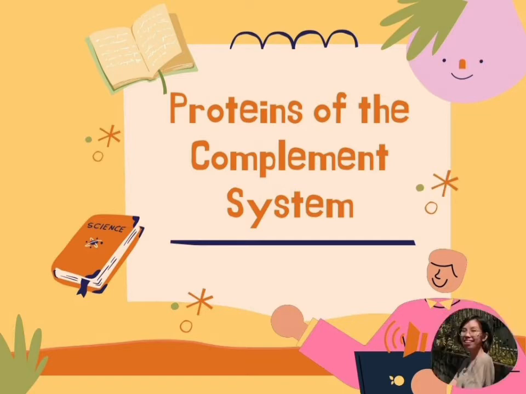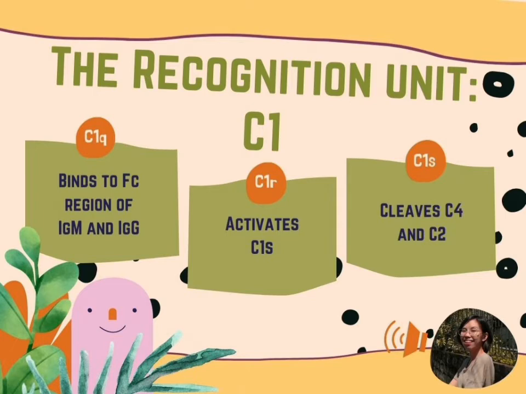To start off with our complement proteins and their biological functions, the complement activation can be divided into three main stages: the recognition unit, activation unit, and the membrane attack complex. Focusing first on the recognition unit, the first complement component to bind is C1. This protein is a molecular complex of 740,000 Daltons, and it consists of three subunits, which are C1q, C1r, and C1s, that are stabilized by calcium.